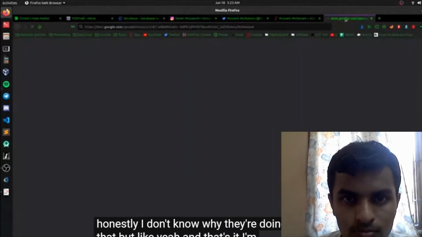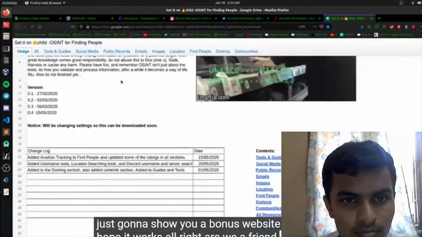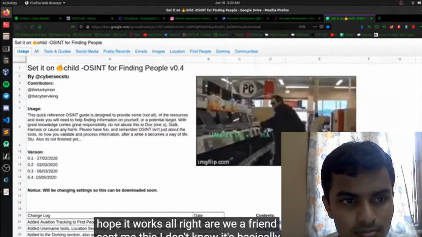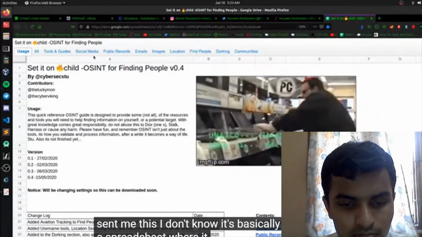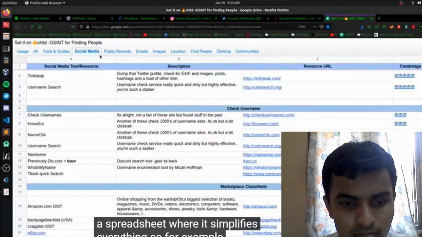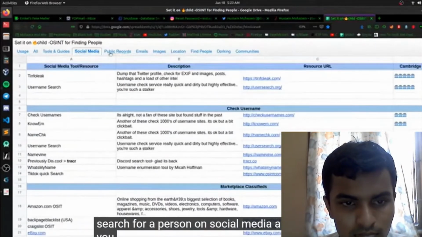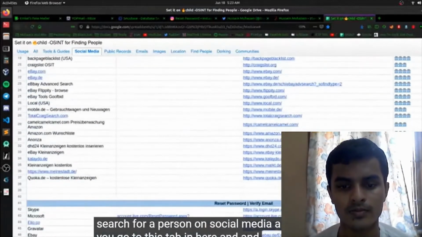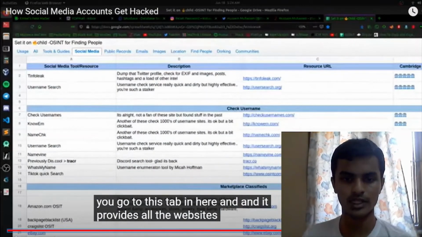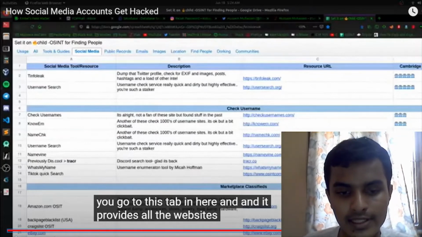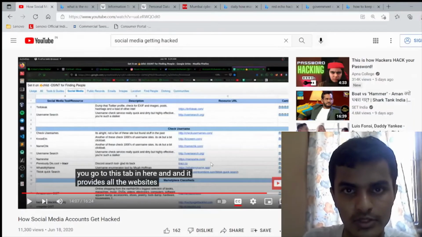And that's it. I'm just gonna show you a bonus website. I hope it works. Alright, a friend sent me this, I don't know. It's basically a spreadsheet that simplifies everything. So for example, if you want to search for a person on social media, you go to this tab in here, and it provides all the websites. Okay, the link of this video I'll post in the description, you can see it. So I'll continue next with my topic of how safe is your social media.